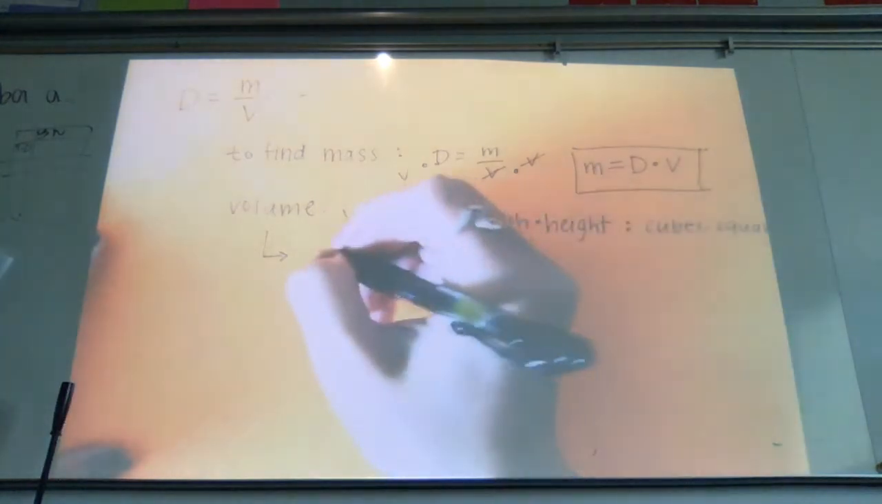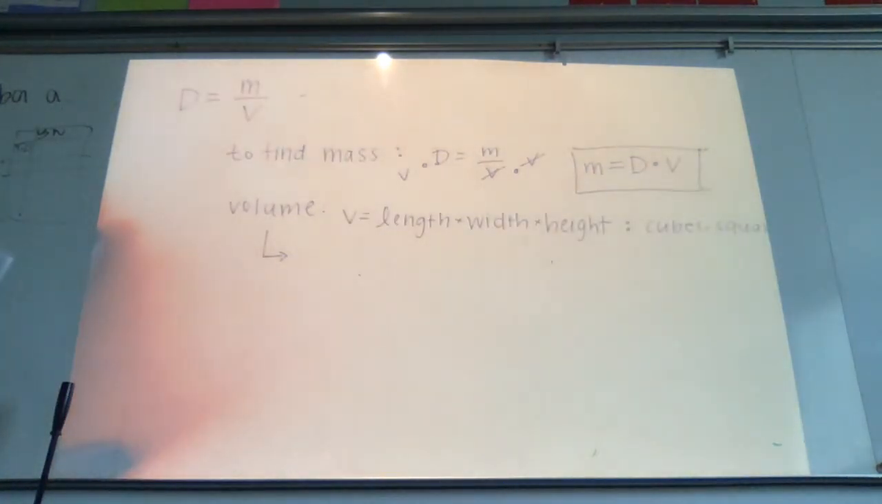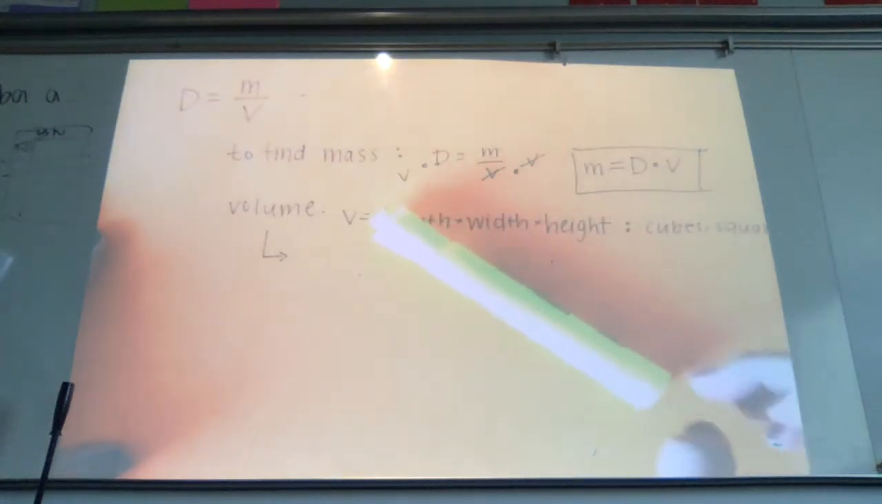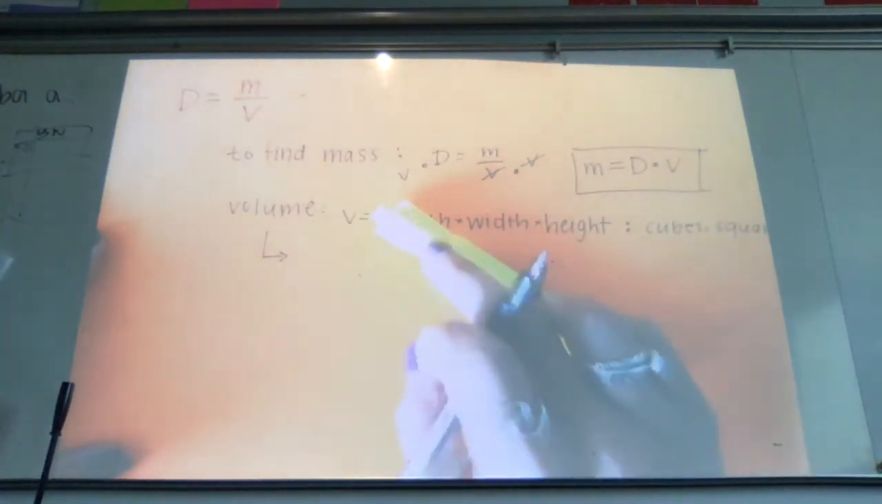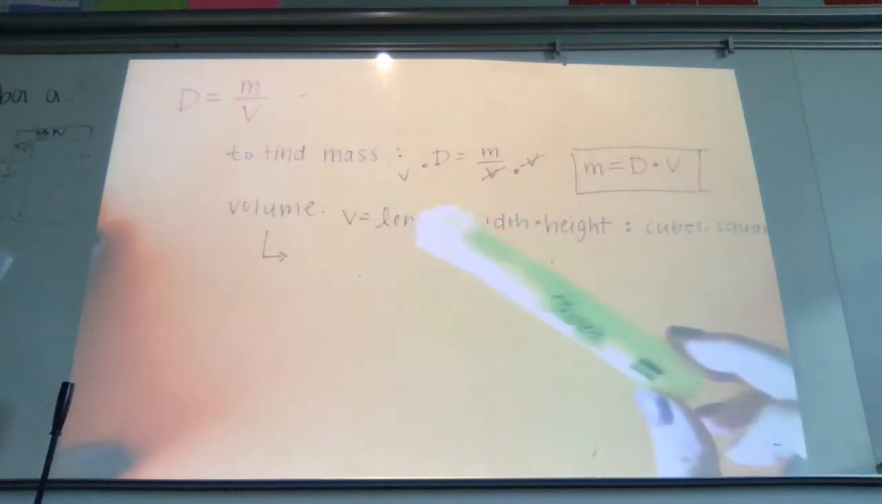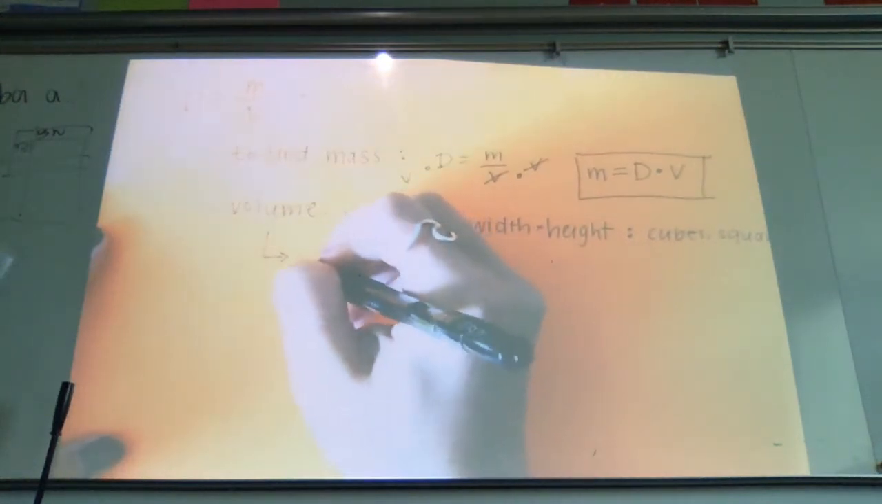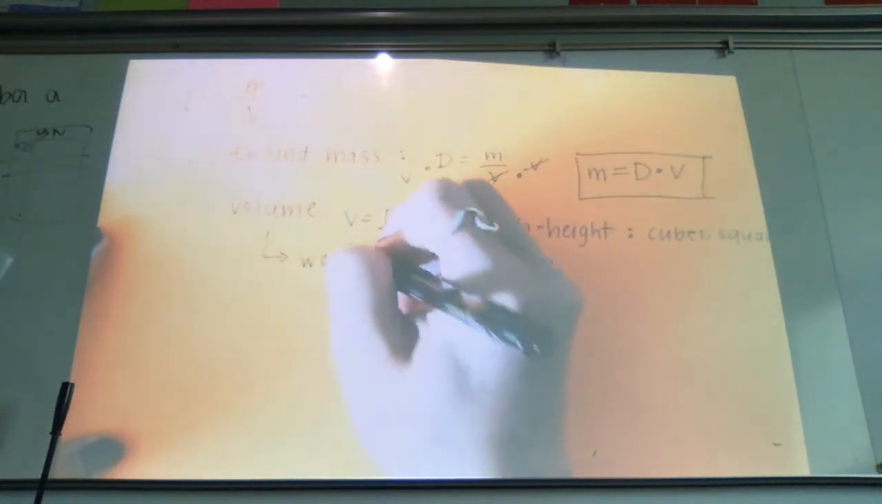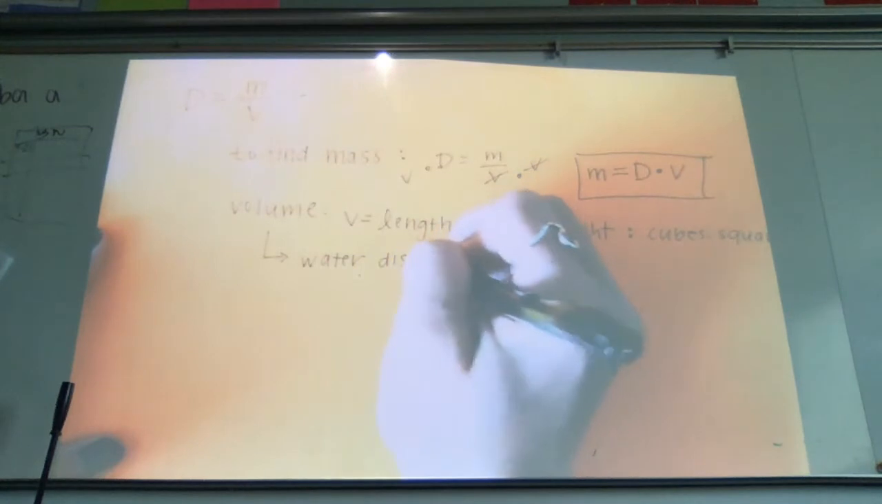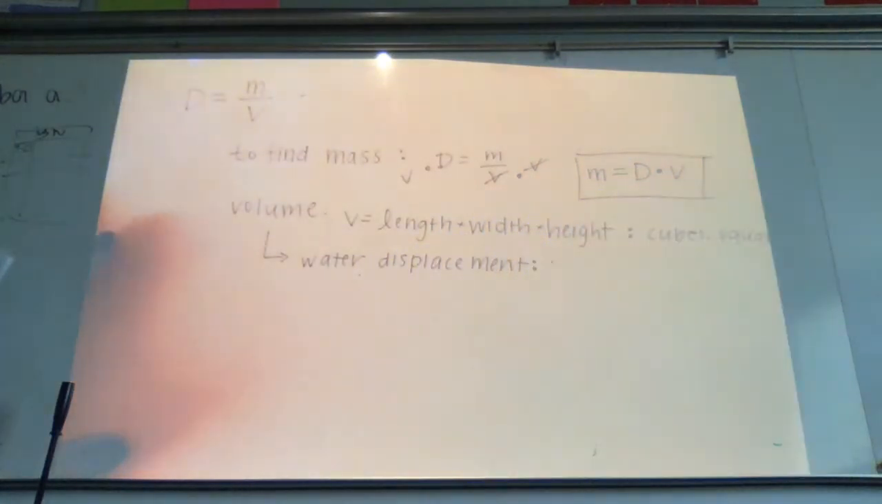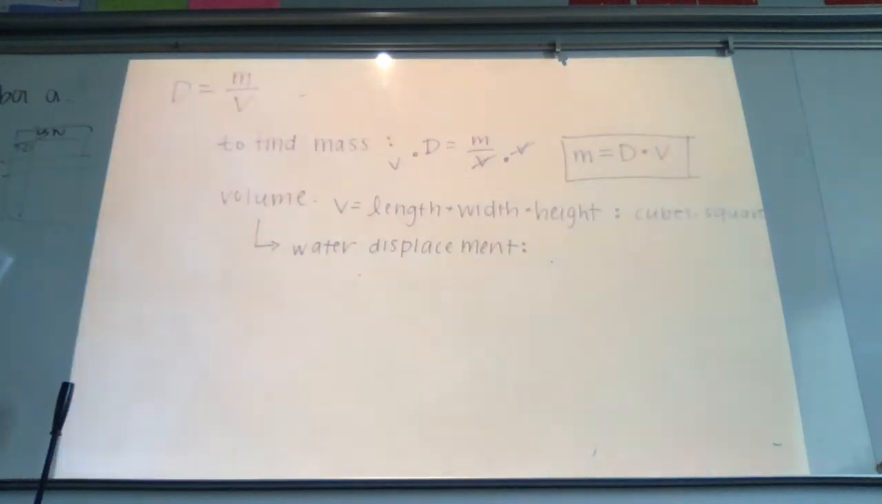However, how would you find the volume of an irregular shape? Say, this marker. You can't take the length times width times height of this marker because it has curves, it's not all around the same length, it's not the same height everywhere, so you use something called water displacement.